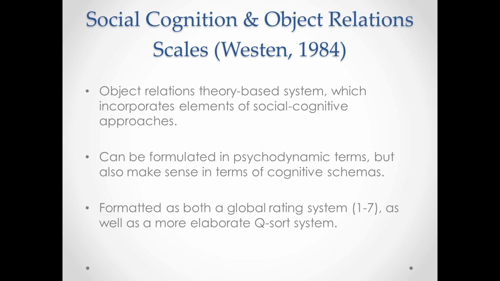So this object relations theory-based system incorporates elements of social cognitive approaches, as I said, and in addition you'll see other theoretical elements here, attachment, as well as, in the part of the scales which covers moral judgment, some influence of Kohlberg's stages of moral reasoning. This can be formulated in psychodynamic terms, but it also makes sense in terms of cognitive schemas.